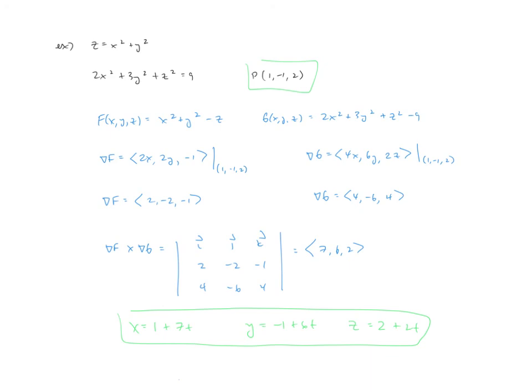So once we get past the idea that the gradient of f and the gradient of g are perpendicular to both, we're able to cross these and come up with that direction vector that we're actually wanting to use in our answer.